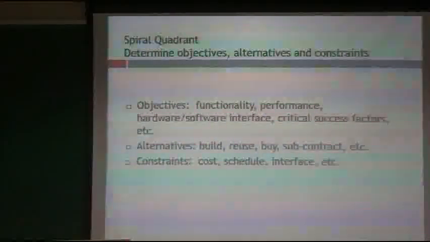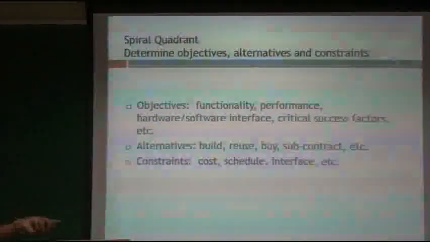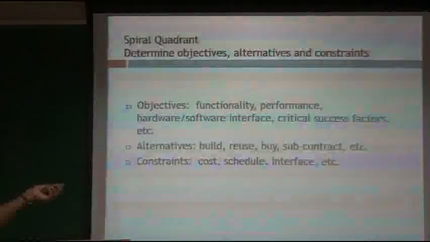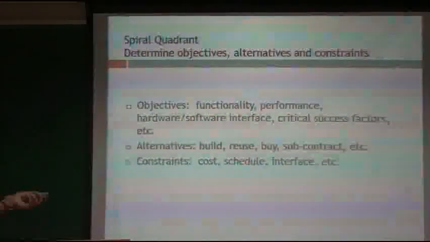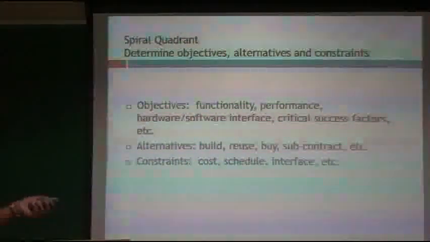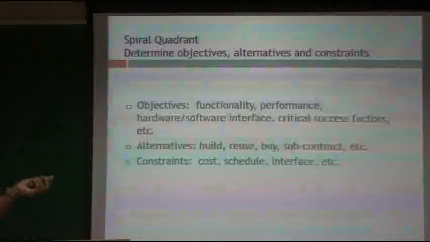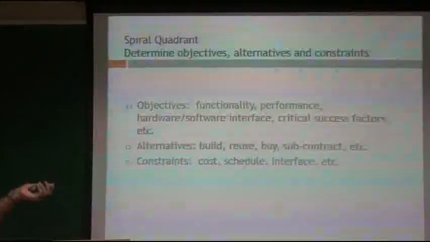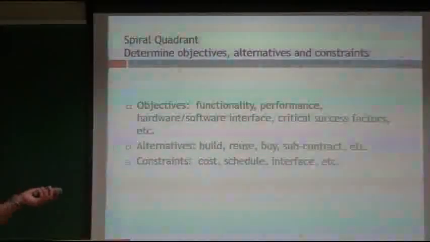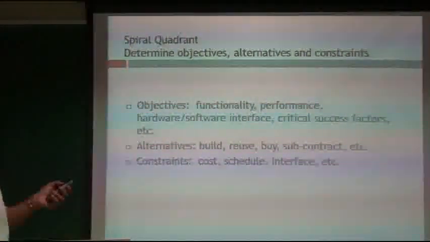Constraints, obviously: cost, schedule, interface, etc. In general, for project parameters, there are three constraints: cost, schedule and performance. Here one more thing we need to take, interface.